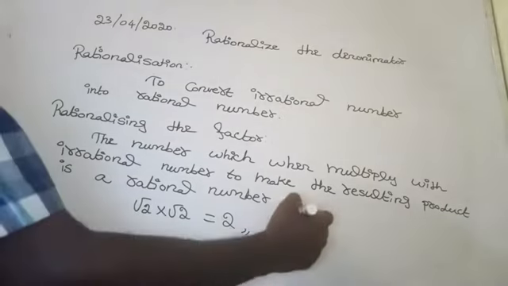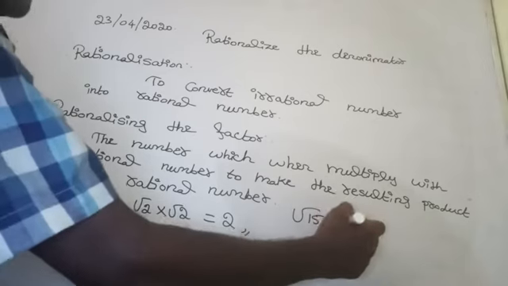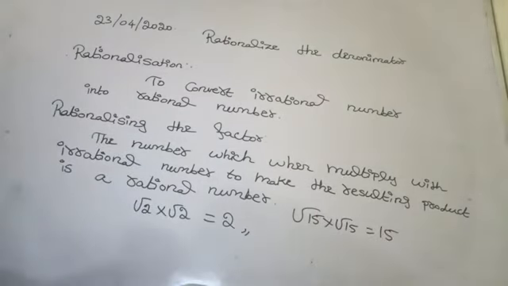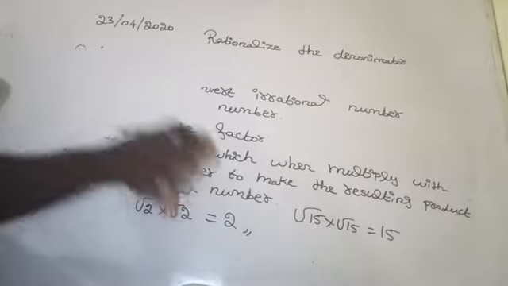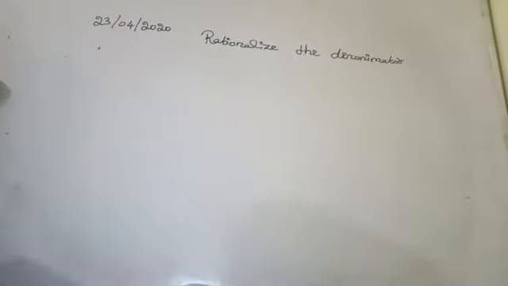For example, if suppose you are having root 15, what number should be multiplied? Yes, root 15 should be multiplied to get 15, because 15 is a rational. So in general, what is the rationalizing factor of root a?